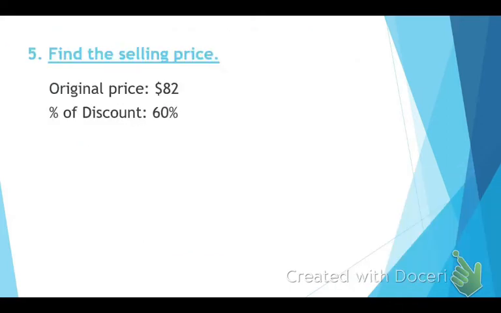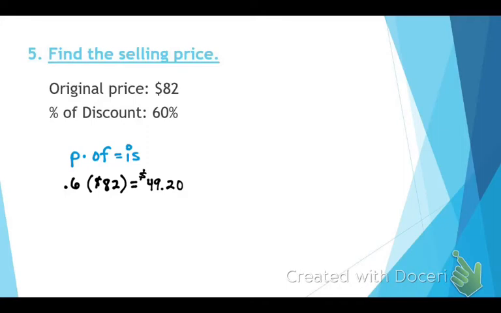Okay, so for problem 5, we are finding the selling price. As I walked around, I saw different people had 2 different ways that they found this answer. One way, we want to remember to use the formula P times of equals is. What percentage does it tell us the discount is there? 60%. Okay, change that to a decimal, and what do you get? 0.6 times, what's the original price? 82. When you multiply those 2 together, what do you get? $49.20. Is that the new price?